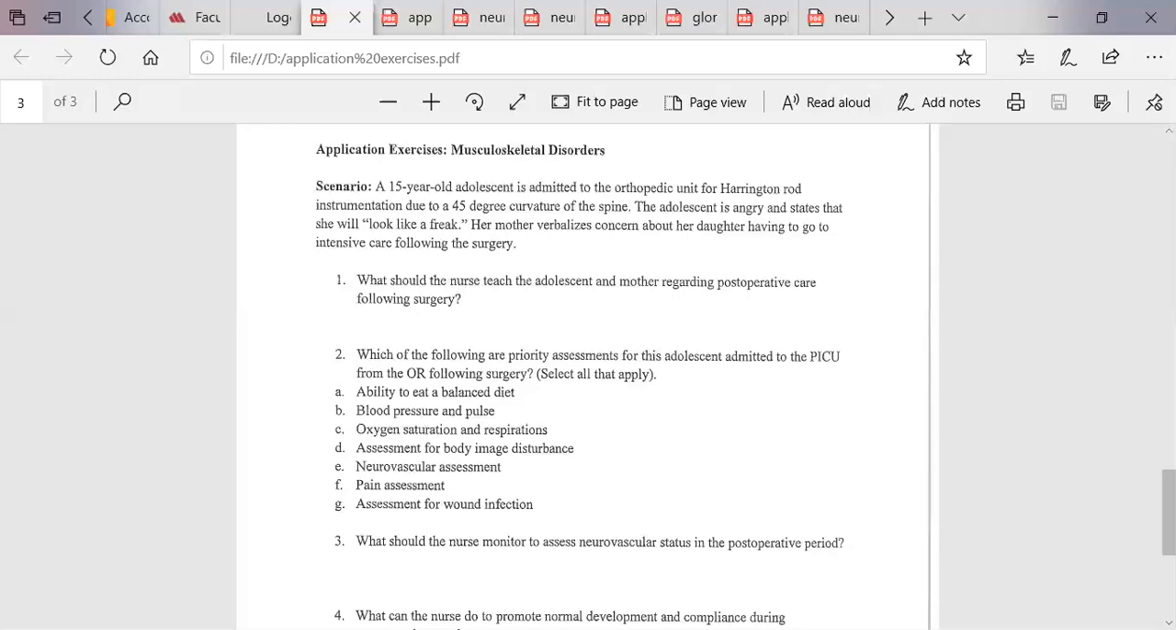Again, when they're just coming to the PICU, of course, I'm assessing the wound. I'm not really assessing the wound for infection right after surgery. Remember, we always talk about how it's going to take a few days for infection to start. Typically, 99% of the cases.